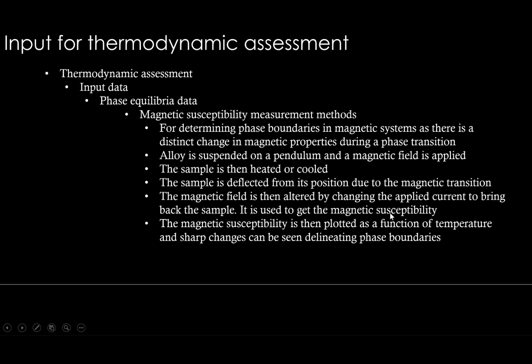Okay, so this magnetic susceptibility is then plotted as a function of temperature, and sharp changes will be seen in that, and that delineates a phase boundary. Okay. This is a very simple way to understand how magnetic transformations happen. So in those systems, this technique can be used.